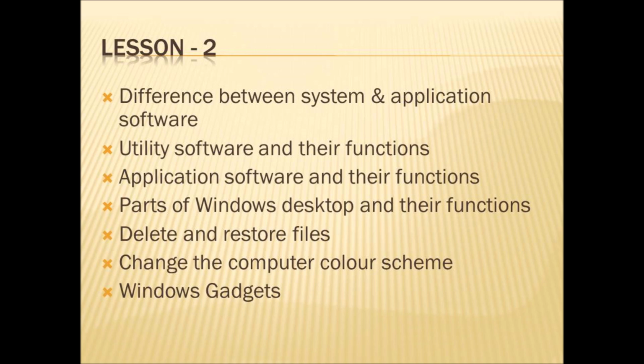Now, we are moving to our lesson 2. These are the topics that we are going to revise in our lesson 2. First topic is difference between system and application software. Then utility software and their functions. Next, application software and their functions. Then parts of Windows desktop and their functions. Next, delete and restore files. Next, change the computer color scheme and at last, Windows gadgets.